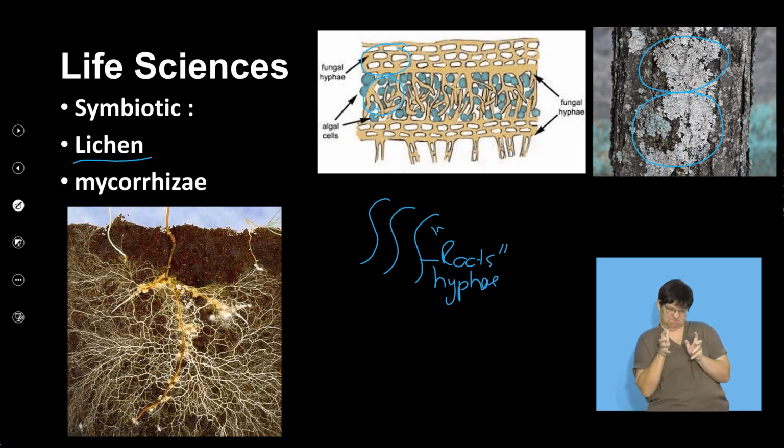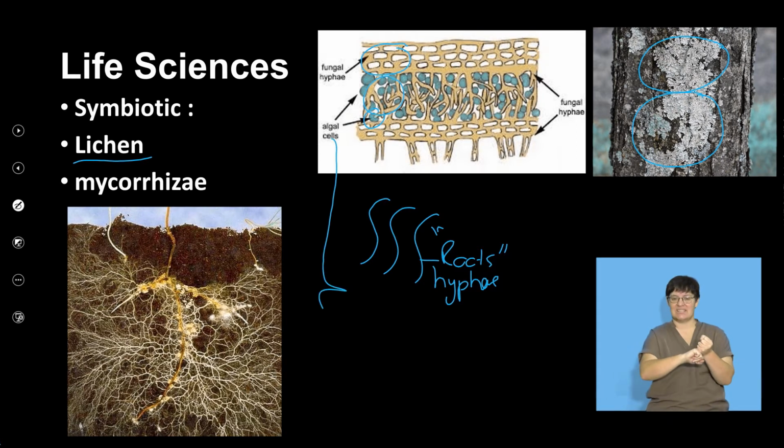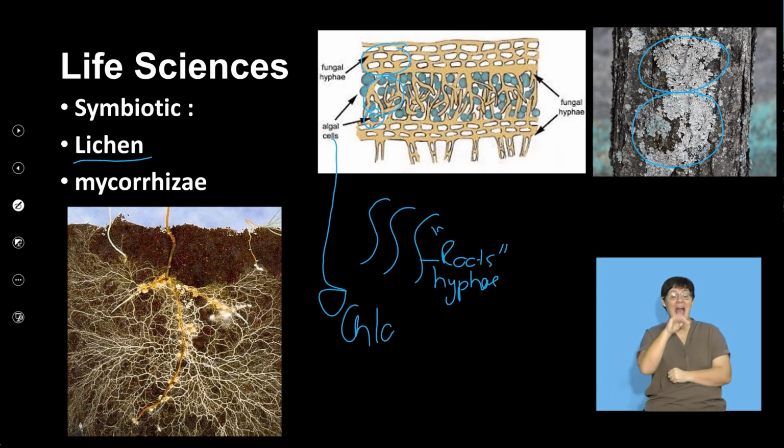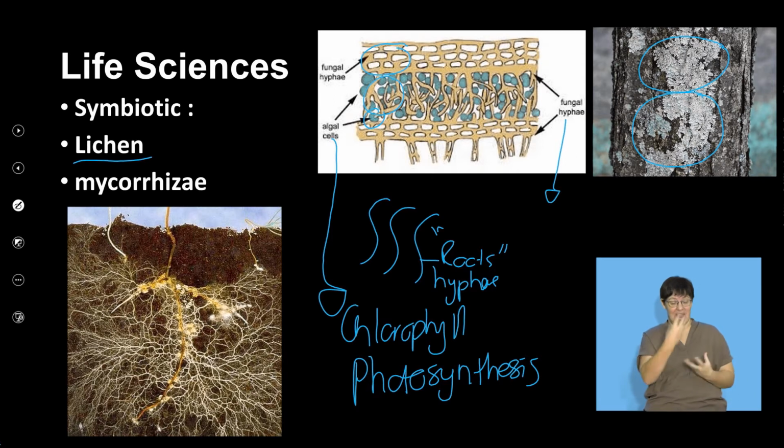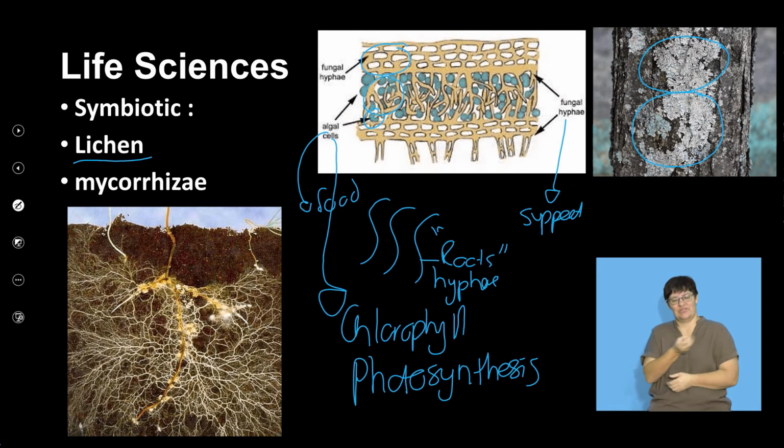Now, have a look at the algae. The algae are green. So what do you think they have? They have chlorophyll. So what can algae do? Photosynthesize. Right, so if they can do photosynthesis, what are they going to make? They're going to make food. So what does the fungi have? They have the support system to keep it on the tree. And in turn, what do the algae do? They provide food. Right, they provide food.